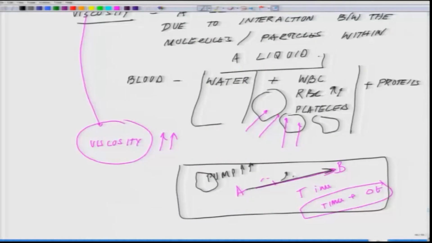Now, coming to the next definition in that line, we are done with the viscosity. Now, we will talk about the relationship among these terms. This will be very critical, so put all your attention on it. A relationship among these terms.